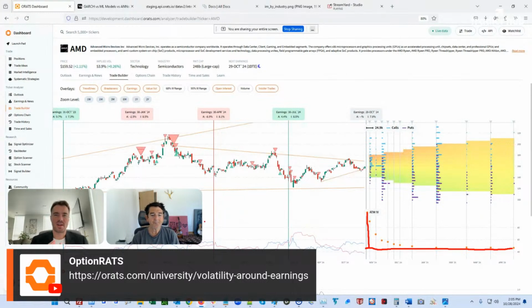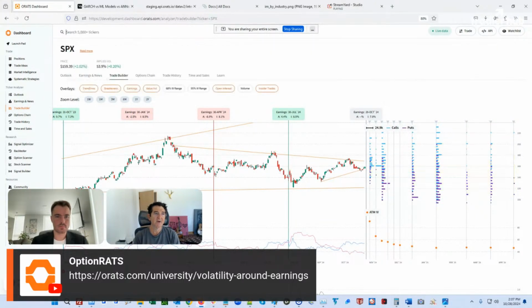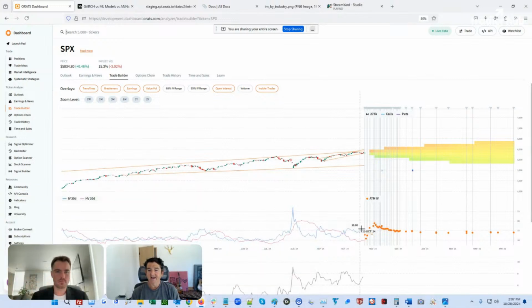Yeah, I think it's important to understand the difference between the implied earnings move and the implied earnings effect, because we're going to be seeing that a lot around the election. Right. So yeah, the election, obviously different. So the election now, if we go back to SPX, has that same look. So it's very similar.